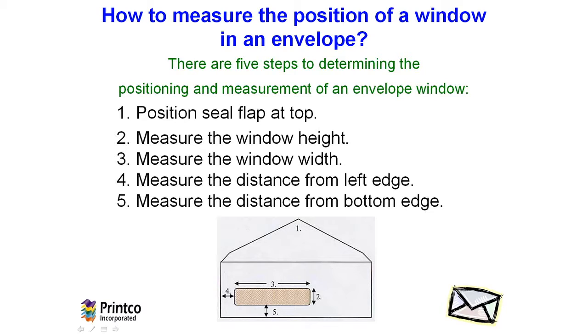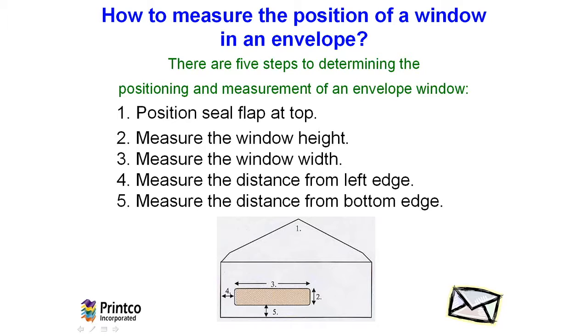There are 5 steps to determine the positioning and measurement of an envelope window. Number 1, position seal flap at the top. Number 2, measure the window height. Number 3, measure the window width. Number 4, measure the distance from the left edge. Number 5, measure the distance from the bottom edge. The window size is always specified as height by width, regardless of orientation.